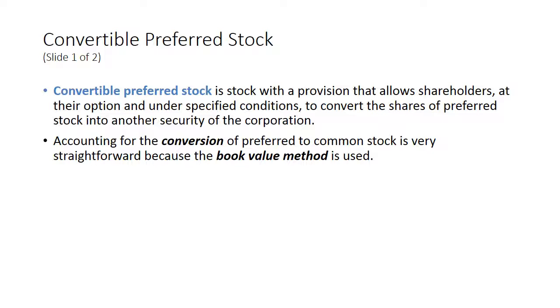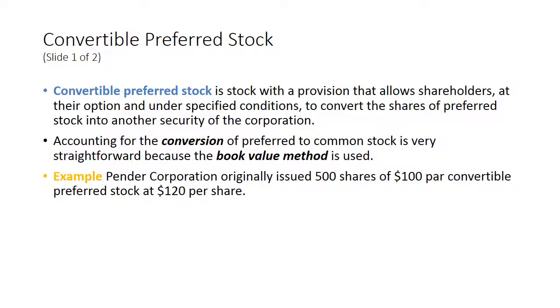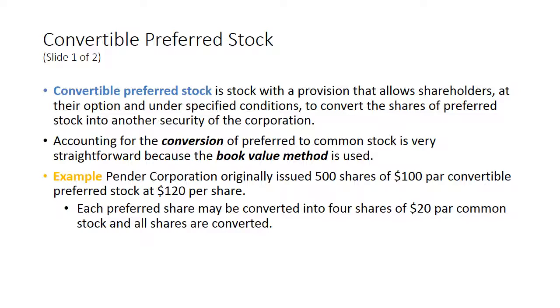Accounting for the conversion of preferred to common is very straightforward. We use what's called the book value method. You don't have to worry about searching for fair values. Watch. Pender Corporation originally issued 500 shares of $100 par convertible preferred stock at $120 per share. Each share may be converted into 4 shares of $20 par common stock, and all the shares are converted.